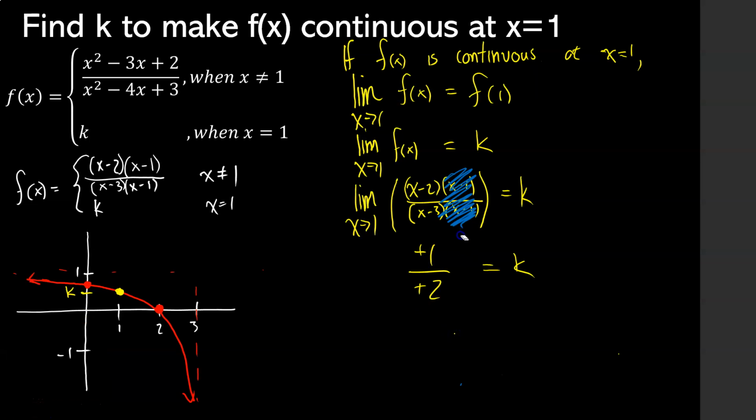I'm going to get rid of this blue stuff so you can read. Our job was to find k, and the last thing I wrote is k is 1/2. I think we're good to go. You may want to graph x squared minus 3x plus 2 over x squared minus 4x plus 3, and then graph the ordered pair 1, 1/2, maybe in Desmos. That's probably the easiest way to check.